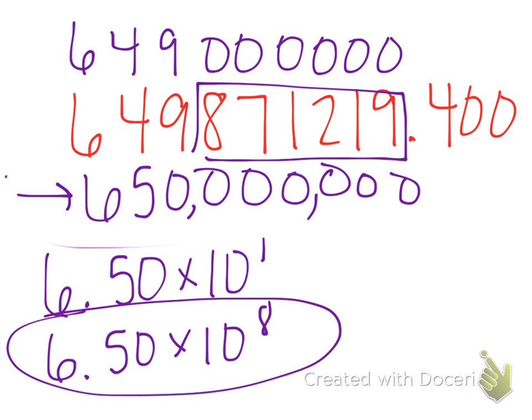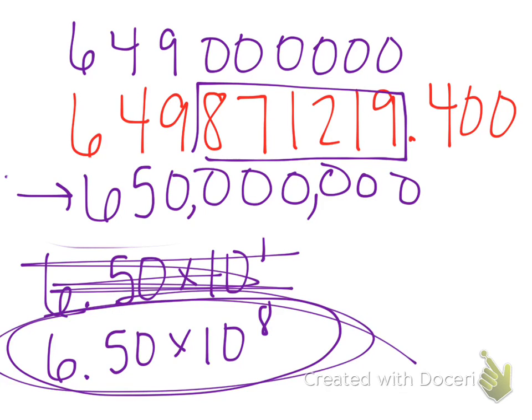Again, you lose some of your exactness when you put it in scientific notation. That's just how it goes. Okay, but it should be close to the number that you're trying to express. Okay, so this should have been our final answer, 6.50 times 10 to the 8th. Okay, let's try some smaller than 1 now.